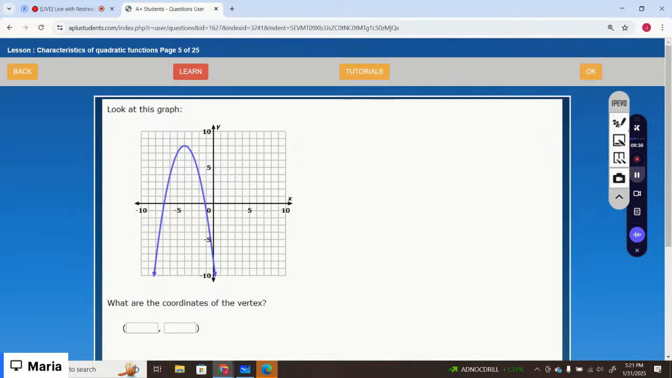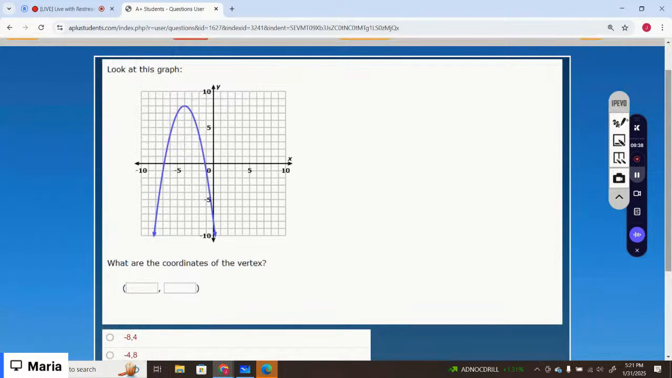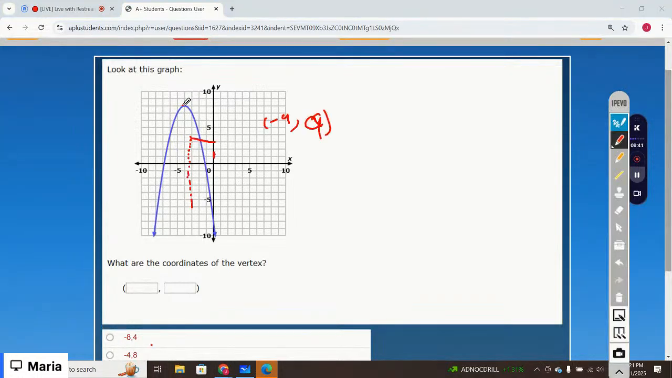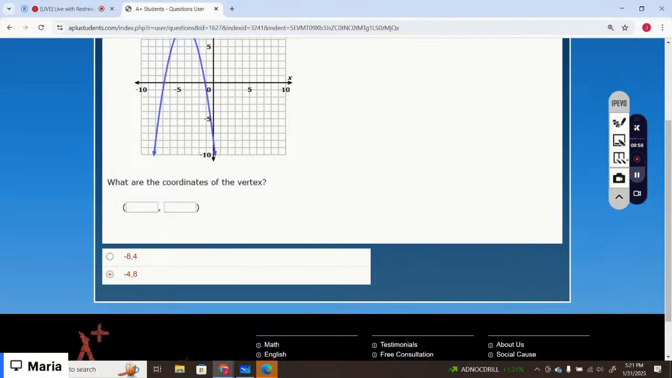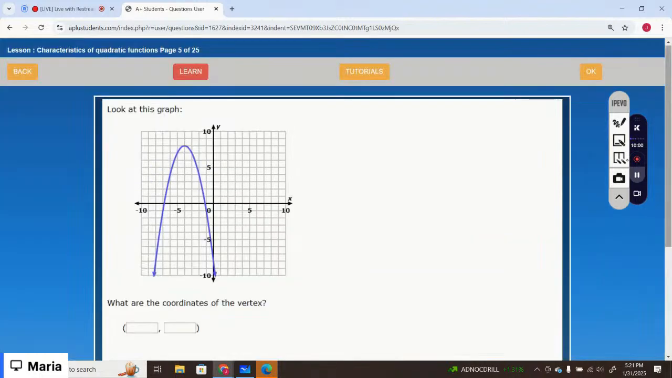What are the coordinates of the vertex? That is the vertex, the highest point of the parabola. That is -4 and 8. Option number 2 is the correct option. Got it? Okay, you can complete the lesson by yourself later today. Let me just move on to the next lesson.